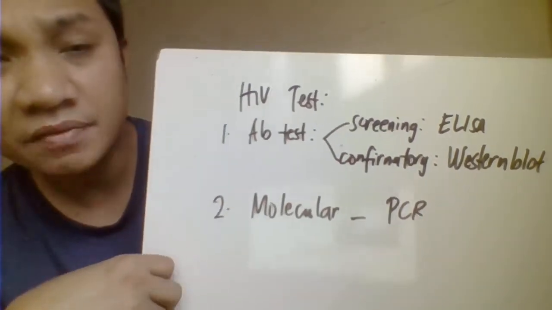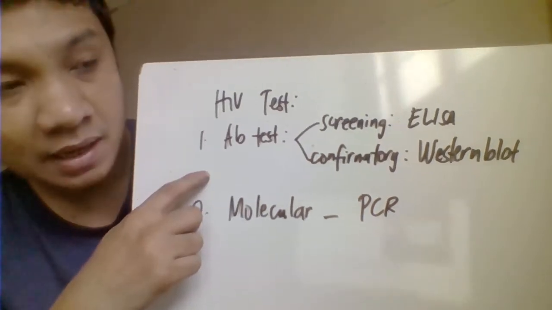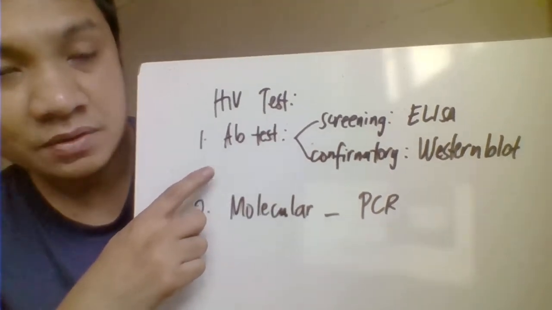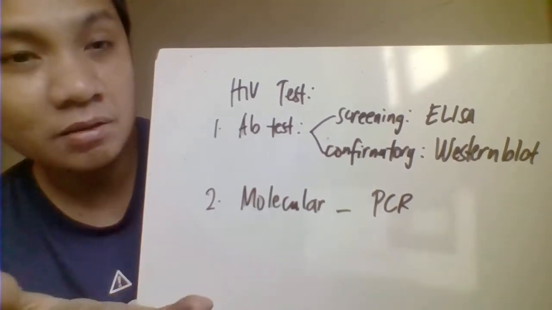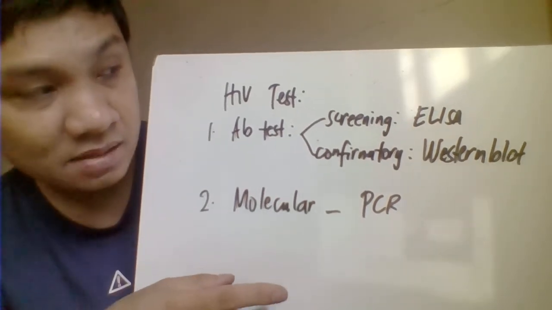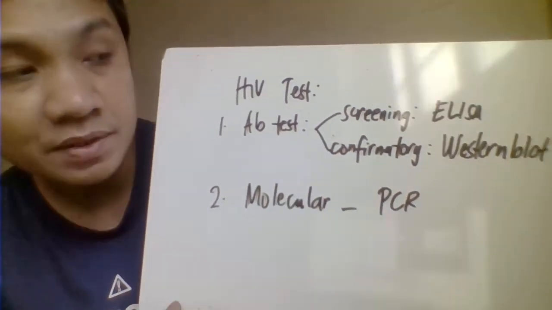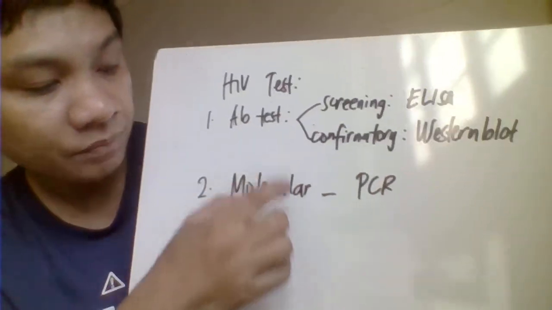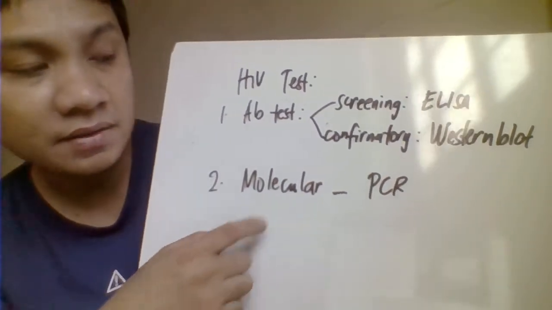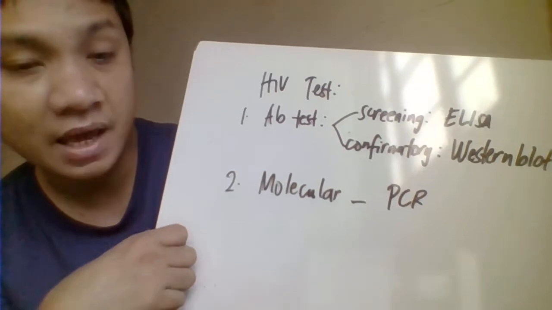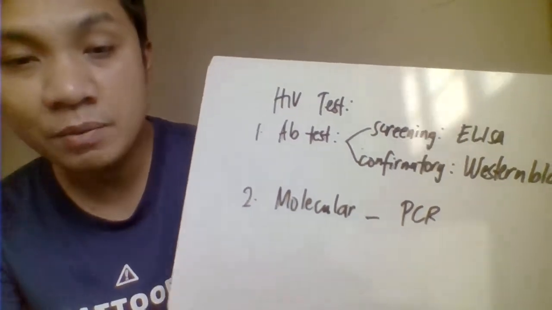So the test for HIV could be antibody testing, so you are detecting antibody directed towards your HIV antigens. For the screening test, we have your ELISA, and for the confirmatory test, we have your Western blot for antibody testing. Another test is molecular, so your PCR is utilized for that. Based on that, we have here the revised HIV classification and AIDS surveillance case definition.